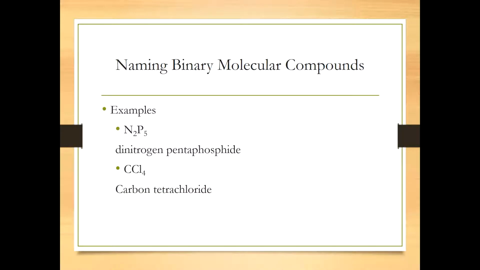In this example, CCl4, we have 1 carbon and 4 chlorines. Now notice, even though the prefix for 1 is mono, we never begin a name with mono. So we're not going to write monocarbon. It's just going to be carbon, and then for the prefix 4, we'll write tetra, and we'll change the ending of chlorine to chloride.